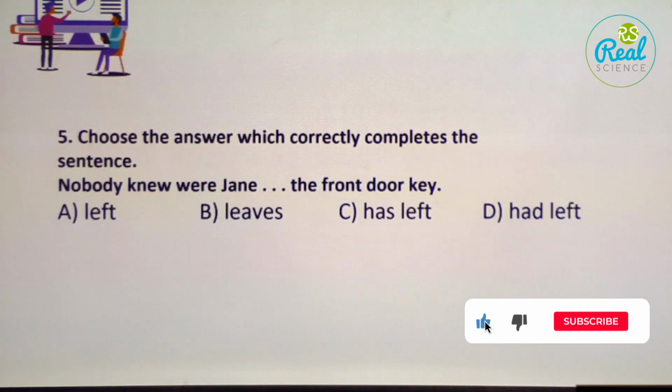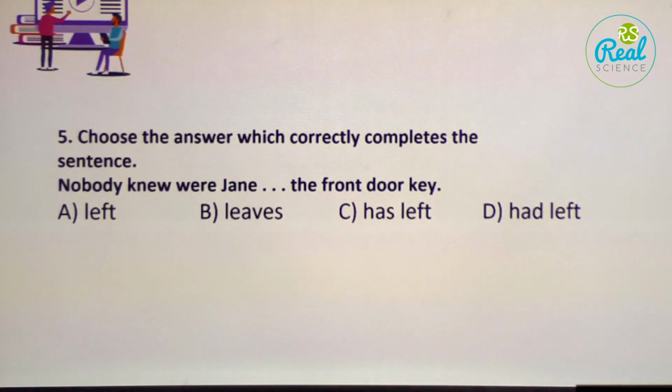Next one, choose the answer which correctly completes the sentence. Nobody knew where Jane blank the front door key. Has left. Left. Only eight. Really? Left. D maybe. It's D maybe, it's like a past of the past. Yes, I think it's A. Left.